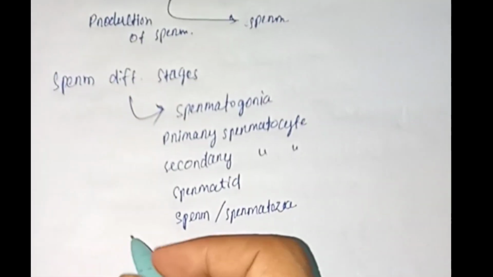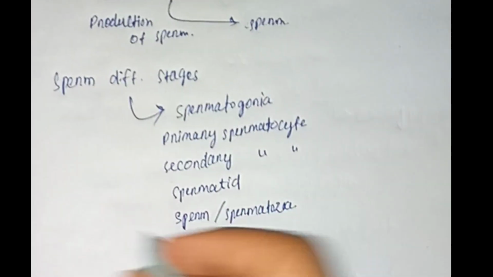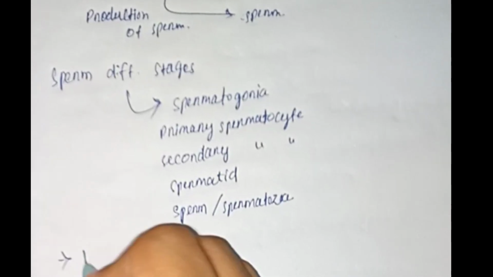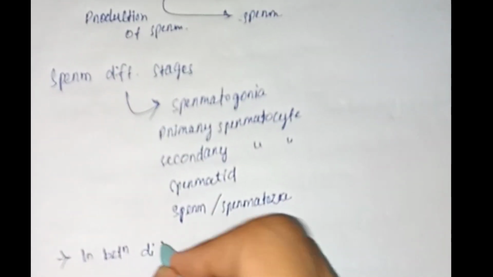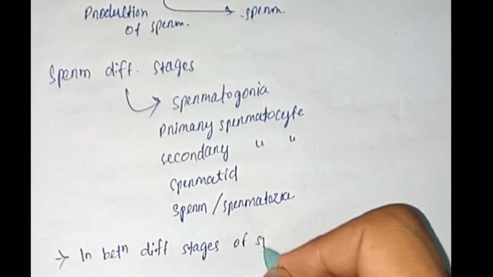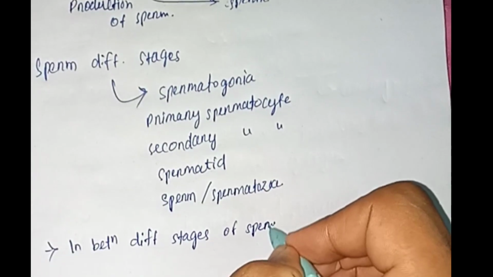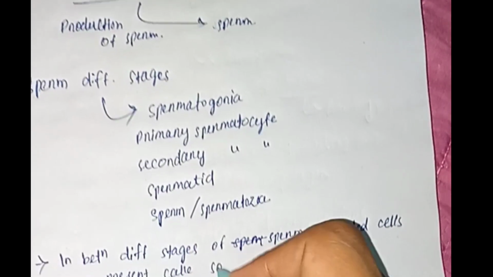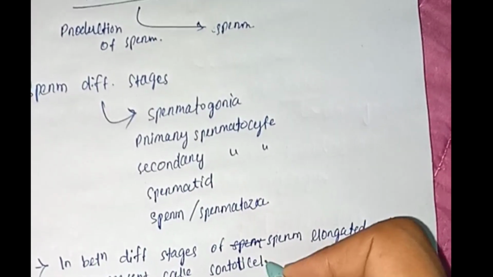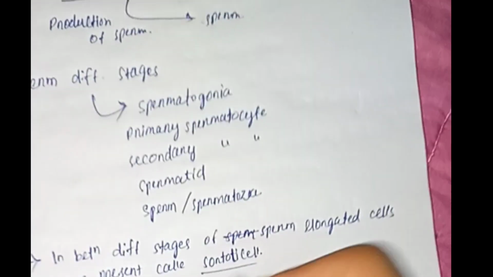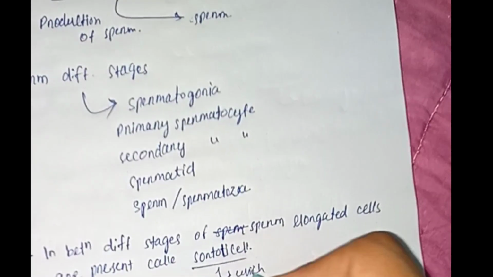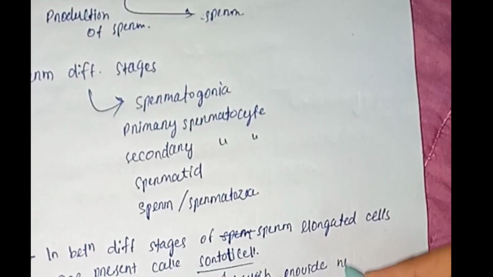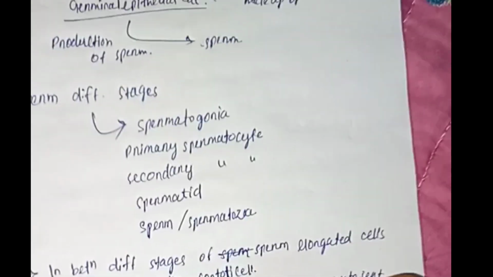In between different stages of sperm, elongated cells are present called Sertoli cells, which provide nutrients to the sperm.